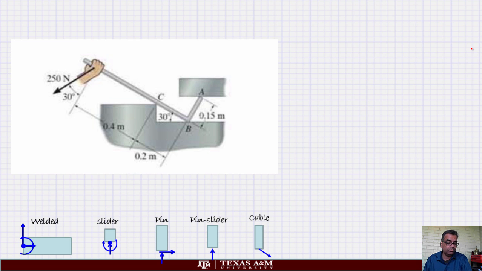This is an interesting one. I want to draw the free body diagram of the bar. Again, the best way to learn, pause it, you draw it, and then I'll compare, and then we can see. So let's do that. Did you pause it? Did you draw it yourself?